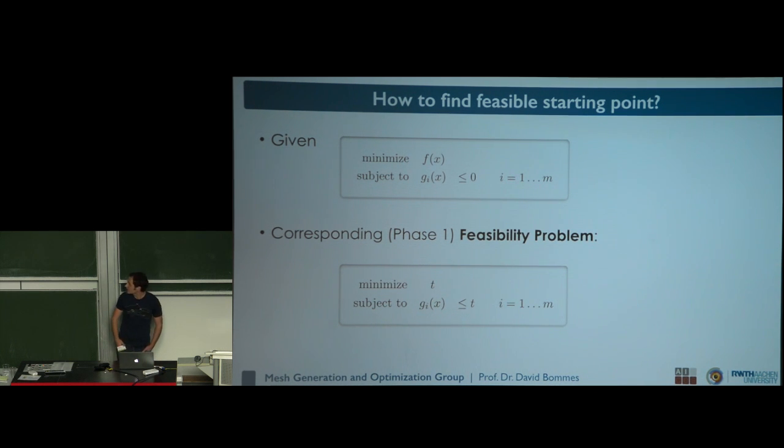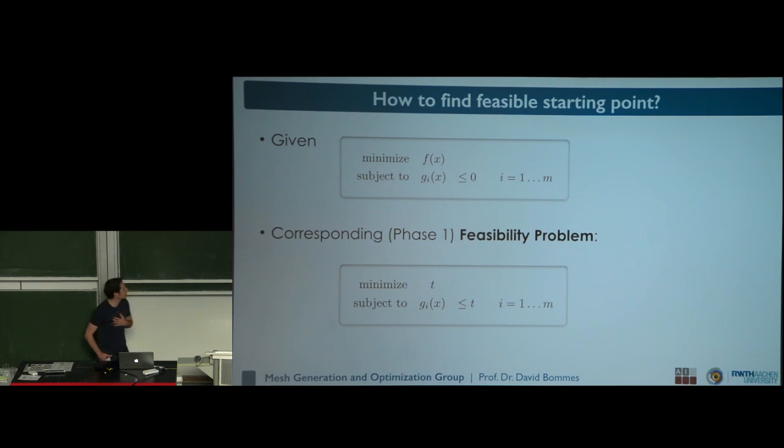There's one aspect that I didn't explain yet. I said we will start with a feasible point, and that's something that we always need for active set methods. But how can we actually find that if we don't know any point that is already in our feasible region from the beginning? And this is done by the so-called phase 1 feasibility problem, and this is another optimization problem.